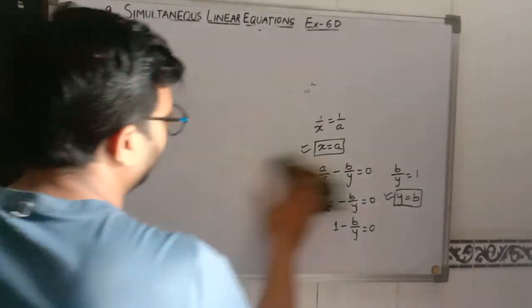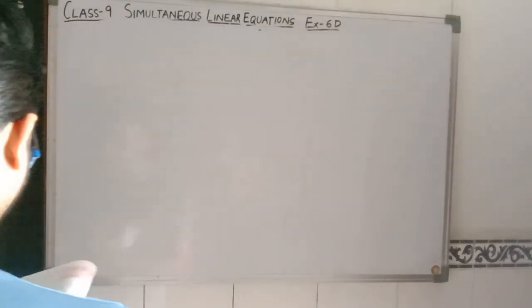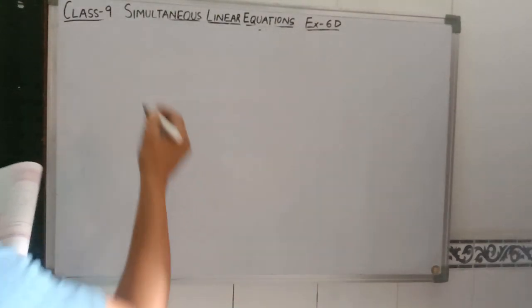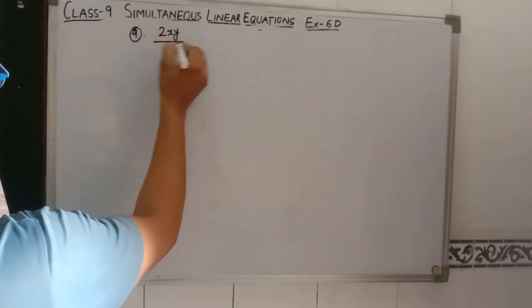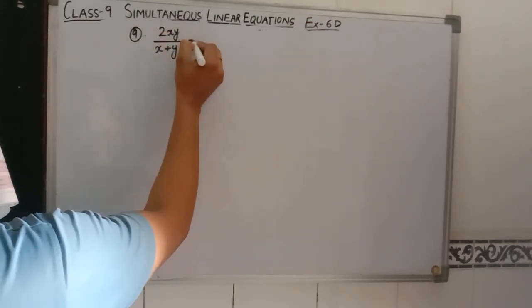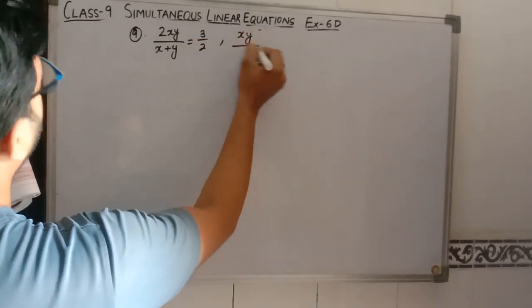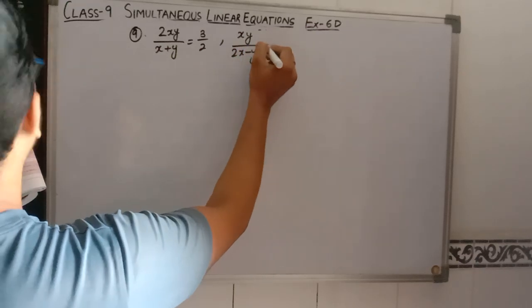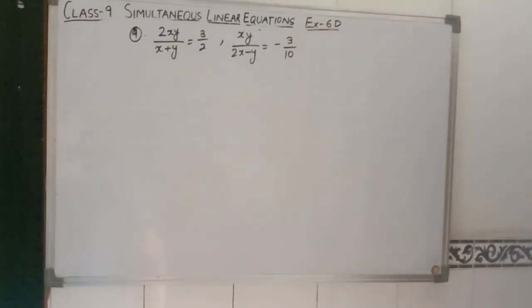Because the change is small, not a very big change, because only the first step is changed. Otherwise question number 7 and 9 are similar. So question number 9, first equation is 2xy upon x plus y is equal to 3 by 2, and the next is xy upon 2x minus y is equal to minus 3 by 10. So these are the two equations. Now what can we do?